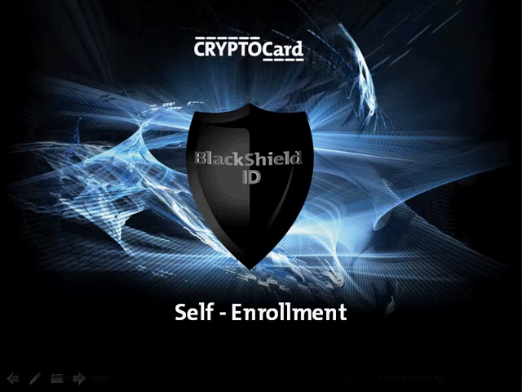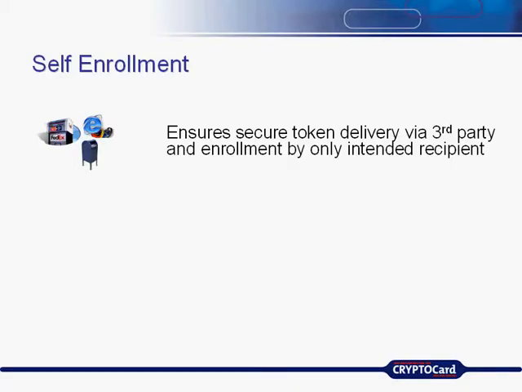One of the most useful features of Black Shield ID is self-enrollment. Self-enrollment does three important things for me. It gives me a secure way to deliver tokens to remote users using normal mail or courier. It's secure because the token cannot be used to access my network until self-enrollment is complete, and only the intended user is able to complete the self-enrollment process.